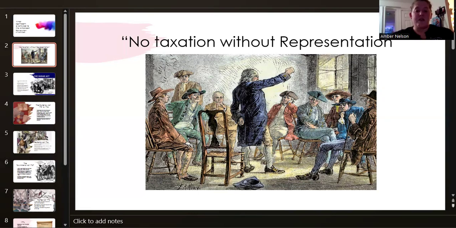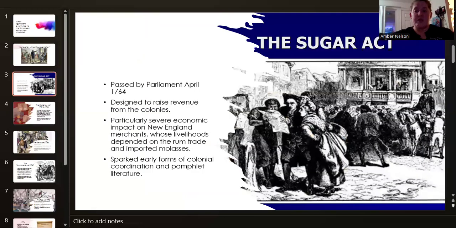Since colonists had no elected representatives in Parliament, they had no voice in how they were taxed. This sparked the powerful protest slogan, "no taxation without representation." Let's walk through some of the key acts and their impact on the road to the revolution.